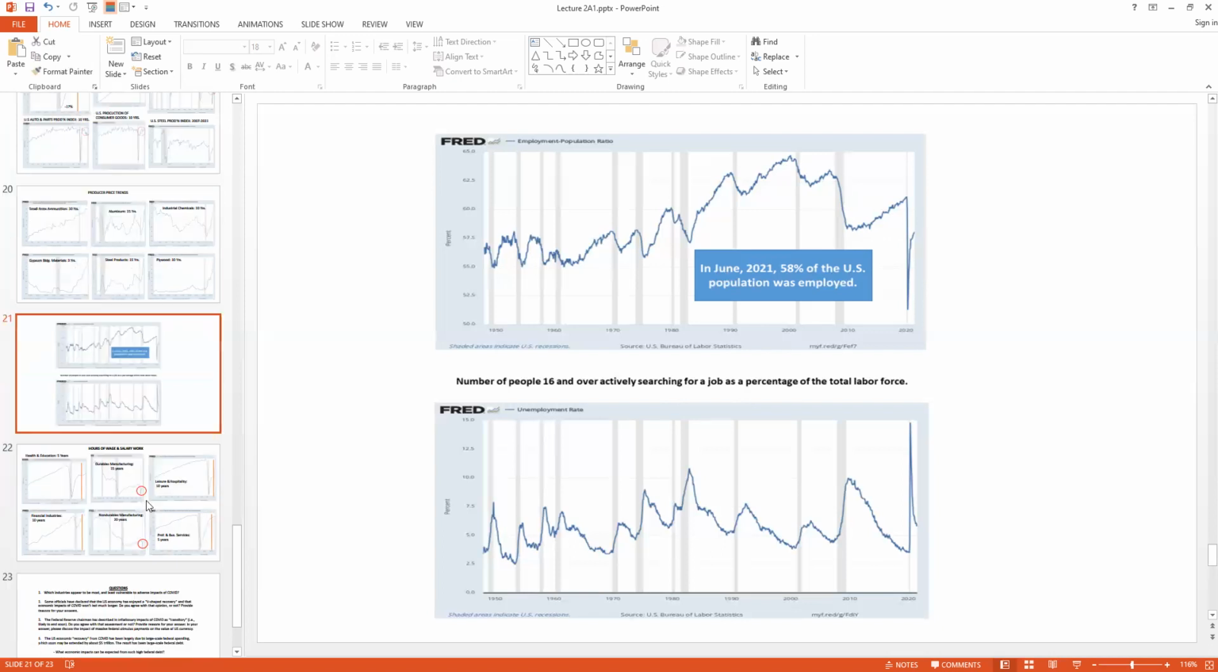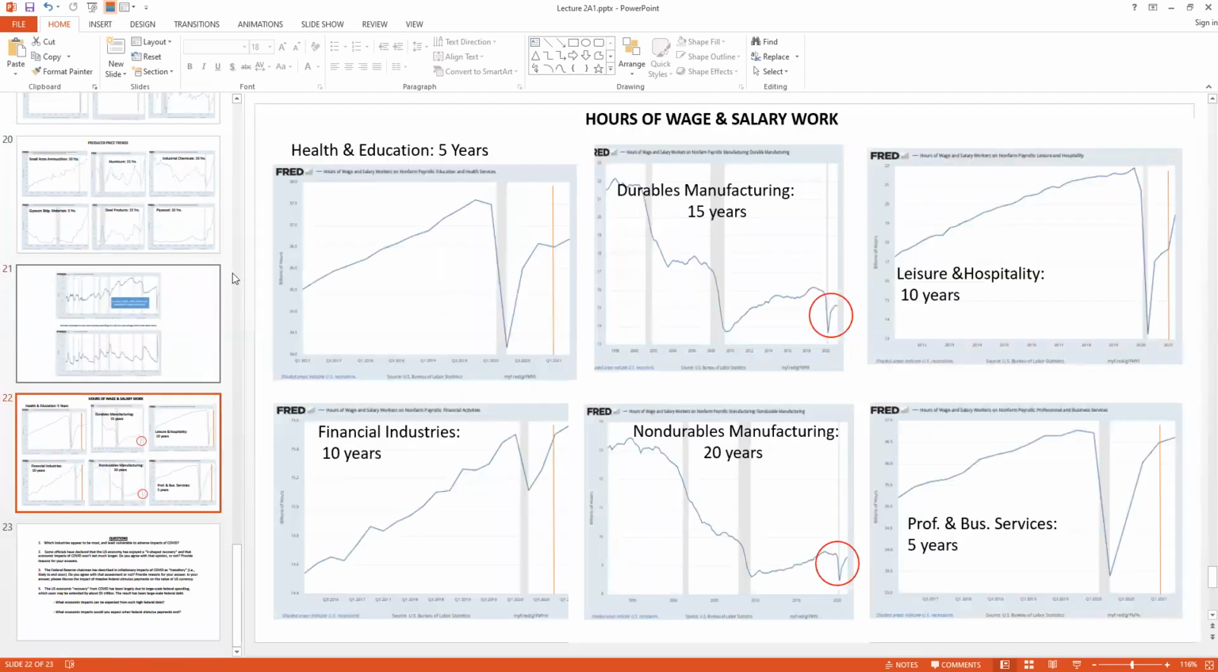Okay, so let's see here. This is the last chart, by the way, for those of you who are concerned. But this is the trend in, pardon me, let me get this back. The trend in hours of work that have occurred in several industries.